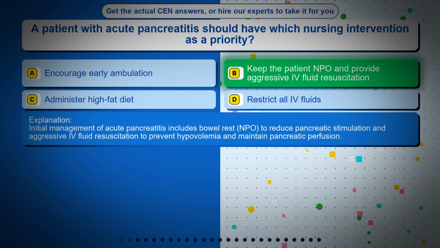Initial management of acute pancreatitis includes bowel rest, NPO, to reduce pancreatic stimulation, and aggressive fluid resuscitation to prevent hypovolemia and maintain pancreatic perfusion.